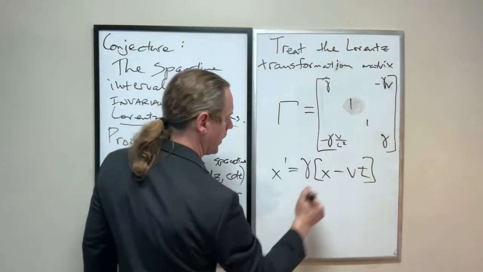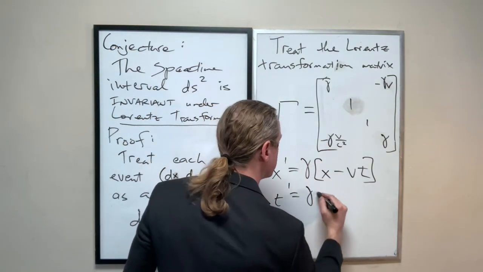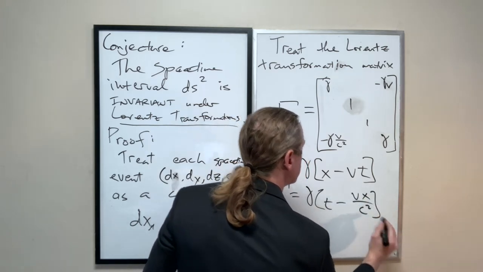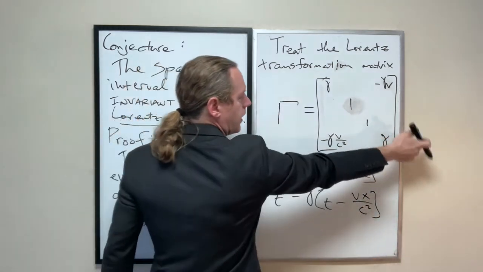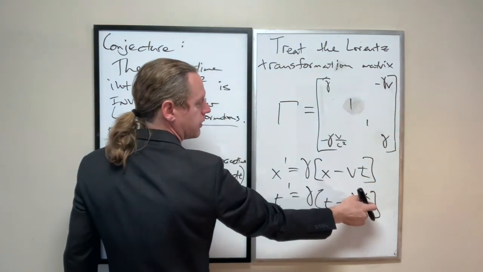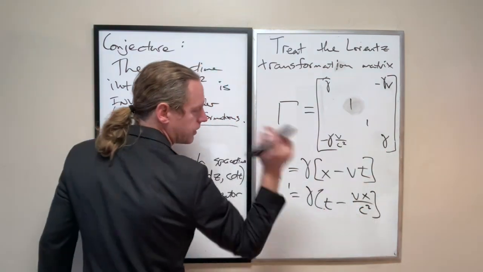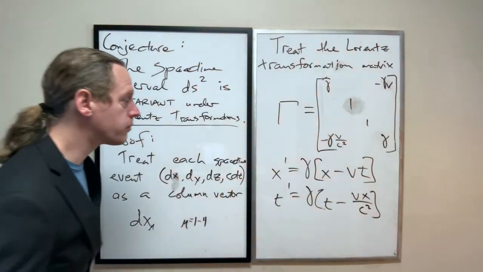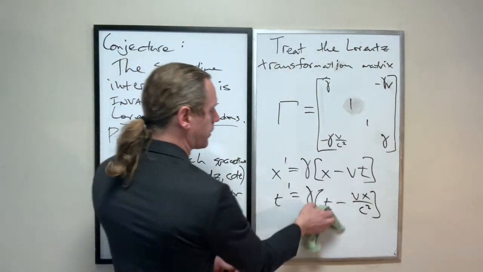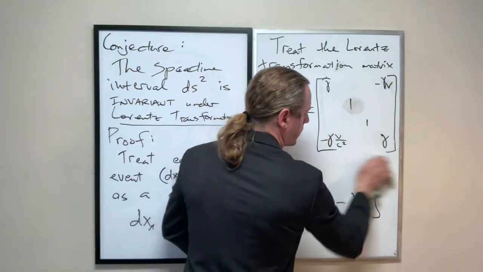And then same thing down there. We have T prime equaling gamma times (T minus Vx over C squared). So this is what adds the minus Vx over C squared gamma. And this is what adds the gamma T. So we're all good here. Okay, so anyway, that's our matrix that we're now going to call capital gamma.